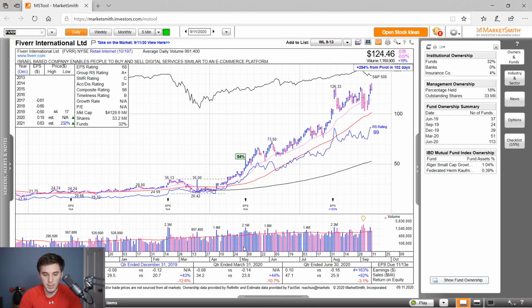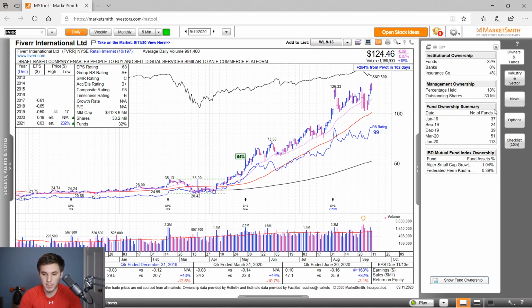And taking a look at the earnings and sales, you can see decent revenue growth the past few quarters, and last quarter earnings were up 163%, sales up 82%, but return on equity was down 3.1%. And as for the annual EPS estimates, you can see it's just supposed to be profitable in 2020, but in 2021, it's supposed to increase 232%, and the revisions are up as well. The EPS rating is a 68, the Group RS an A+, the SMR rating is a C, accumulation distribution is a B+, and the composite rating is a 98.